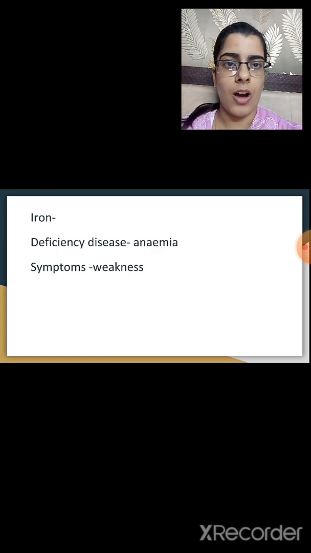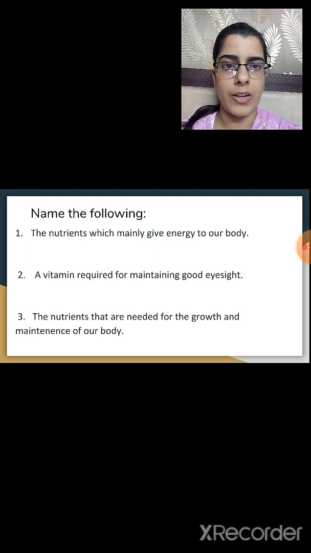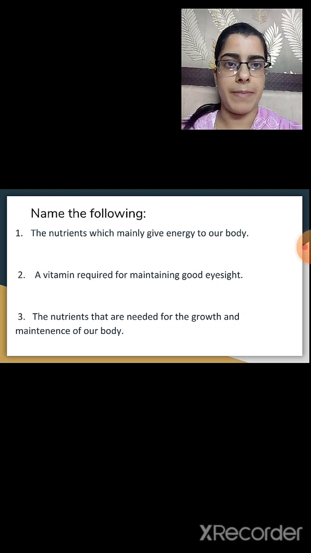I hope all the topics in this chapter are understood to you. Now let's see some of the questions. Name the following. First is the nutrients which mainly give energy to our body. Which nutrients can give energy to our body? Carbohydrates and fats. A vitamin required for maintaining good eyesight. So which vitamin will maintain our good eyesight? Vitamin A.